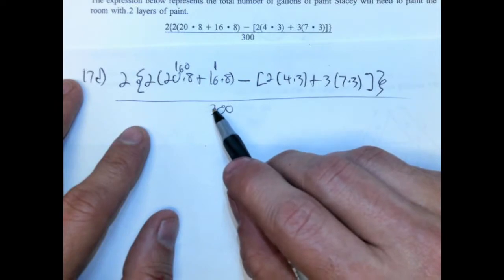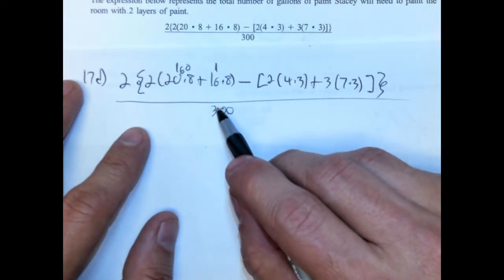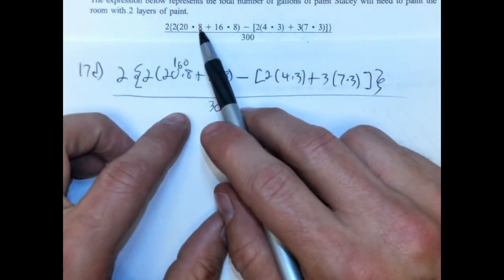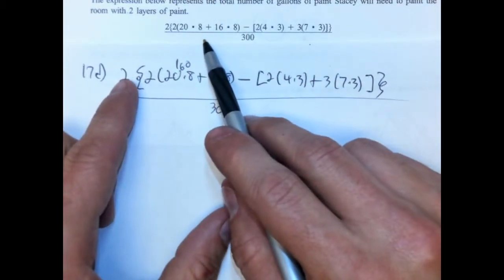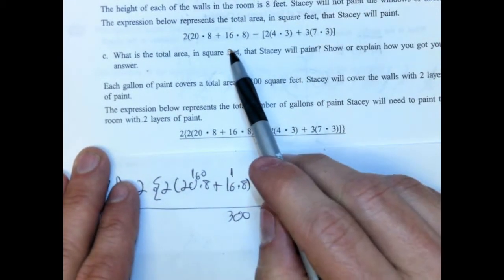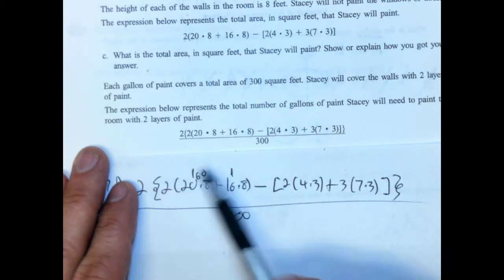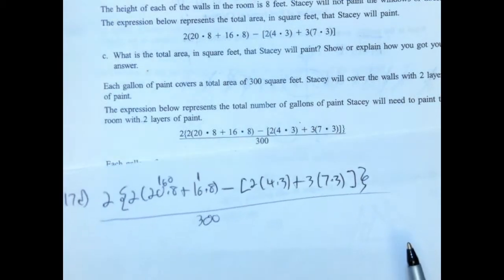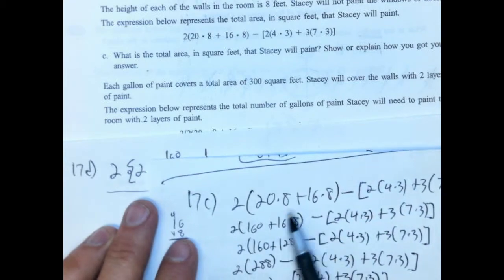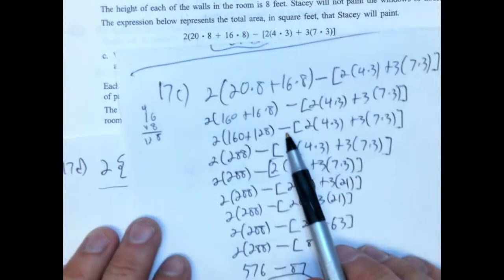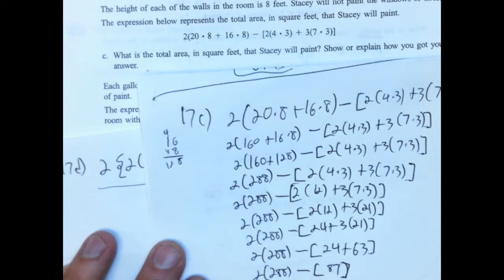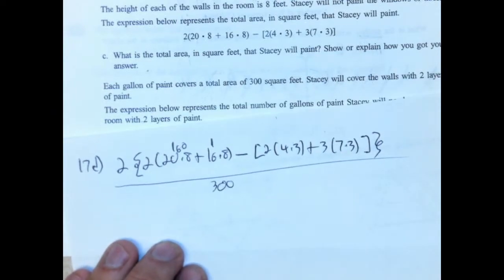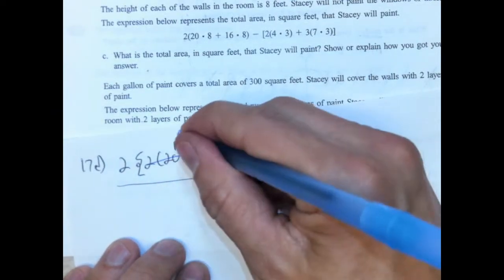Actually, you know what? We know what some of this is. If we go back in our previous problem and look at this right here, it is actually this part here. We already know what this equals, because this is the first part of part B. So if we look at part B, where is it? Right? That's what this is. This equals 576. So we're going to go ahead and change that to 576. That'll save us a lot of time.